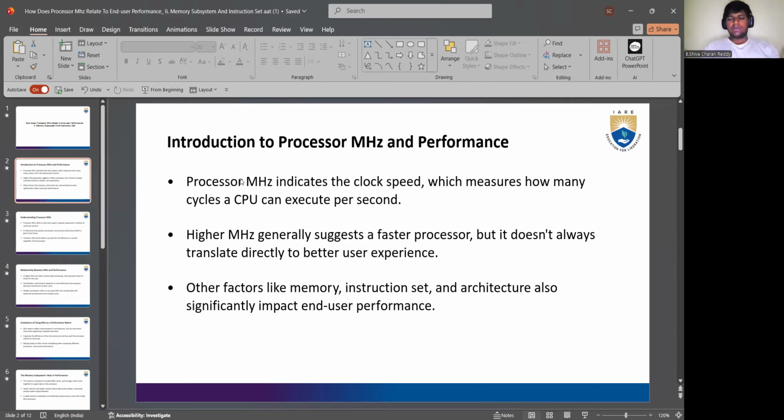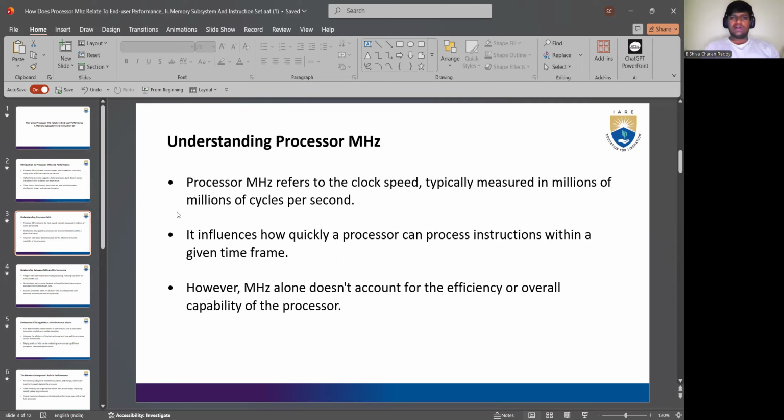Higher megahertz may suggest a faster processor, but it doesn't always translate to a better user experience, because even if it's very fast, if it's not up to our usage standards, it may not lead to a better user experience. There are also other factors like memory, instruction set, and architecture, which significantly impact the end user performance. Coming to understanding, processor megahertz refers to the clock speed, typically measured in millions of cycles per second.